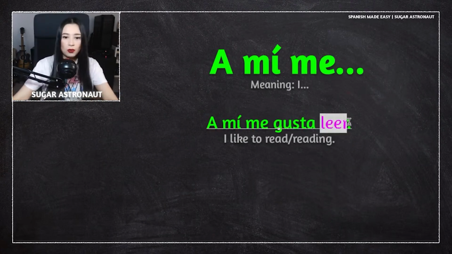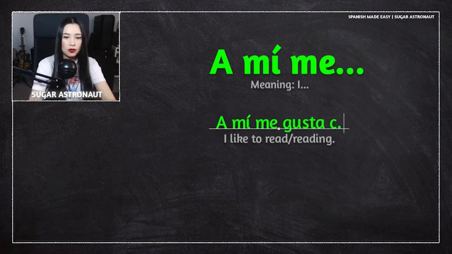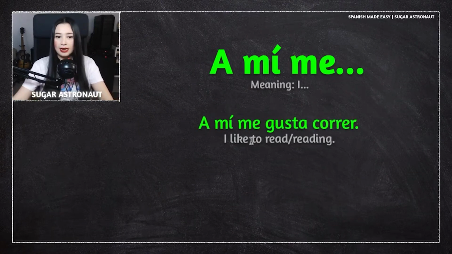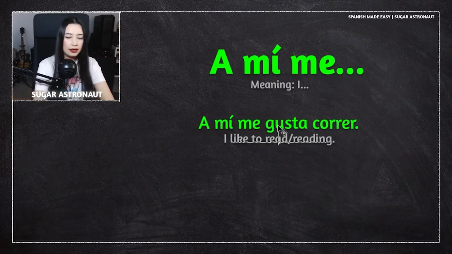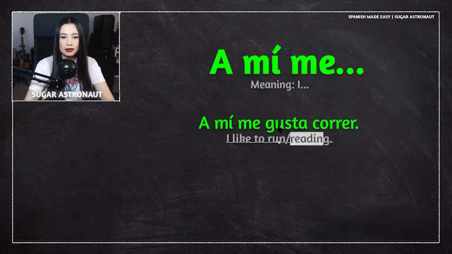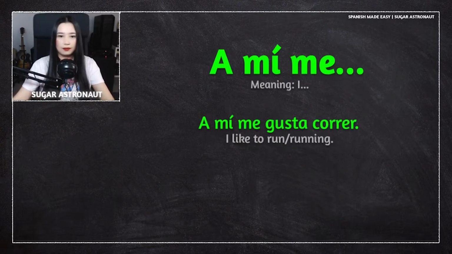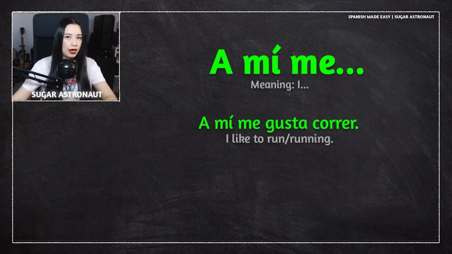A mí me gusta correr. I like to run, or I like running. Okay, so very simple. That's the formula right there. A mí me gusta, and then you add whatever verb you want. So that's one important thing for sure. Let's look at another example.